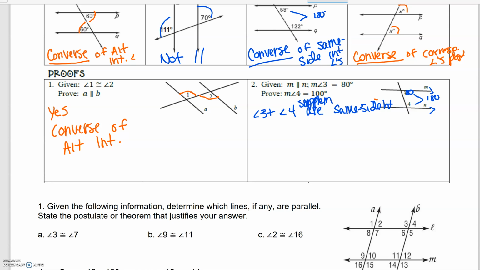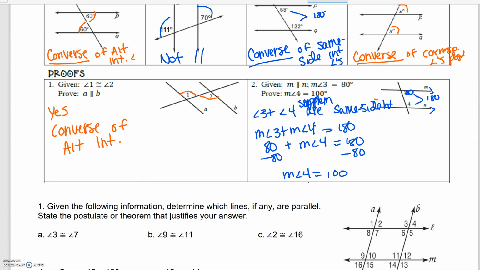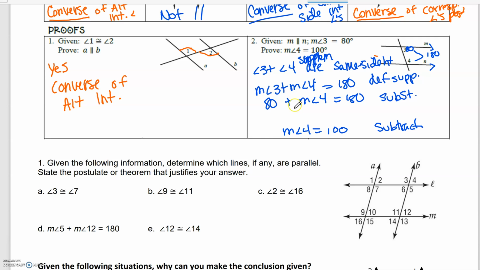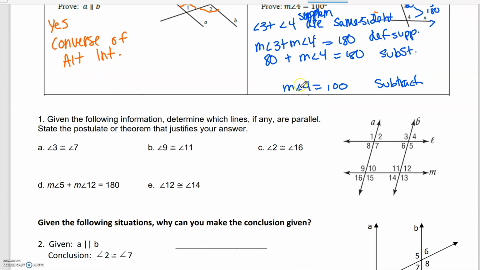And so the measure of angle 3 plus the measure of angle 4 has to equal 180. And if we know 3 is 80, then we can plug that in and subtract and get that the measure of angle 4 equals 100. So putting in some reasons here, this would be definition of supplementary, this would be substitution, and this would be subtraction, which we don't have to turn into a proof, just making sure that we cover all of our bases there, and you can see all my steps.